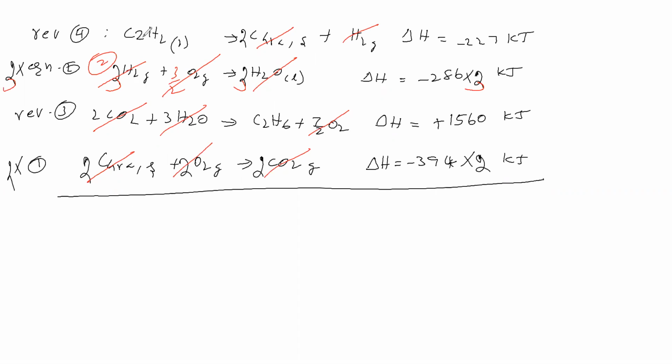So what remains is acetylene on the left side. That acetylene we will write. Then 2 hydrogens remaining, we will take that. Then ethane is on the right side, ethane we will take. Now delta H: add all these delta H and we get the required delta H, minus 313 kilojoule. This is called the heat of hydrogenation of acetylene.